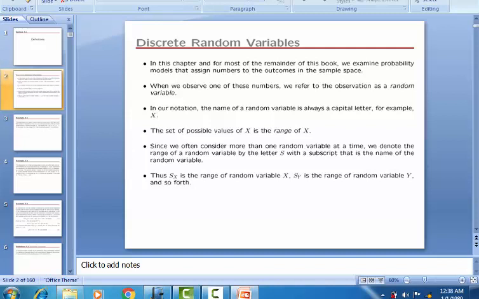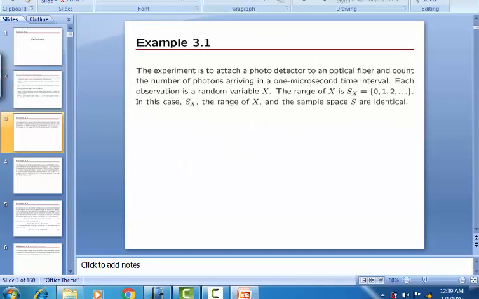In our notation, the name of the random variable is always a capital letter. Okay, so you have a capital letter that represents the random variable, and the set of possible values of X is the range of X. Now, since we often consider more than one random variable at a time, we define the range of a random variable by the letter S with a subscript of the name of the random variable. SX means that you are talking about random variable X here. So this SX represents the range related to random variable X. Similarly, SY represents the range related to Y. Okay. What does this mean? Let's do an example here.